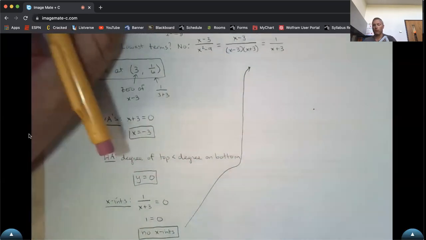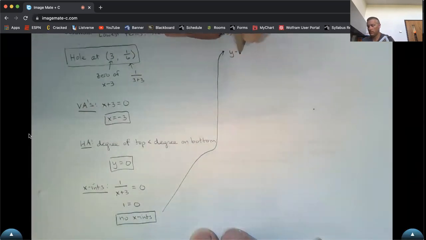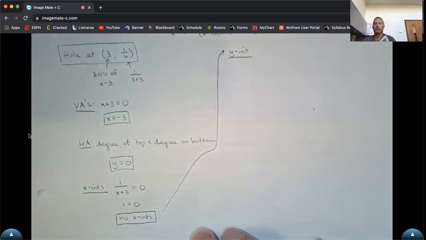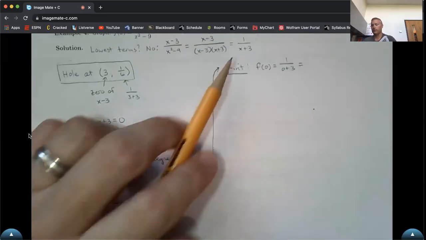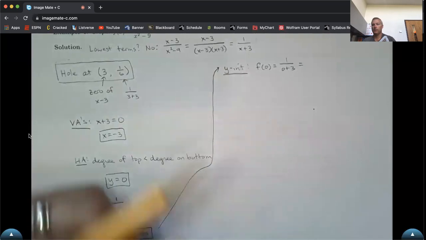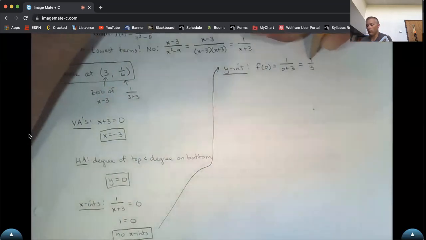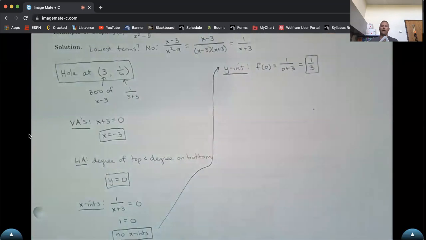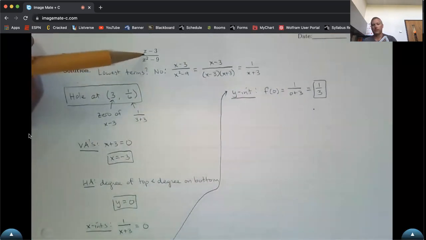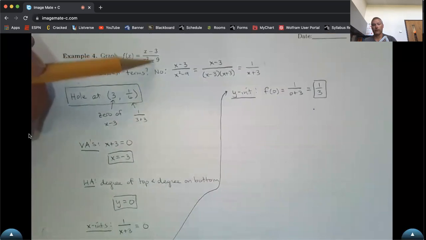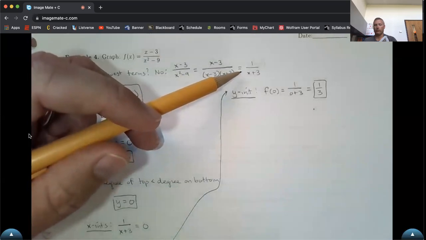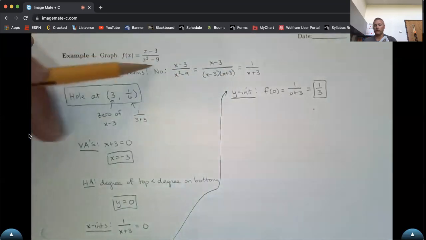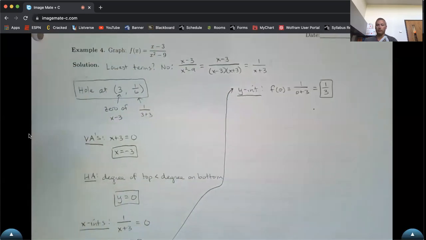Next, we look for any y-intercepts. Y-intercepts are found by letting x equal 0. Remember, our new function after cancellation is 1 over x plus 3. So that would give us 1 over 0 plus 3, or 1/3. Even if we hadn't used the canceled function, if I plugged in x equals 0 here, I would get -3 over -9, which is 1/3. This and this are the same thing. The only difference is that x equals 3, this one can't be used because it makes the denominator 0.